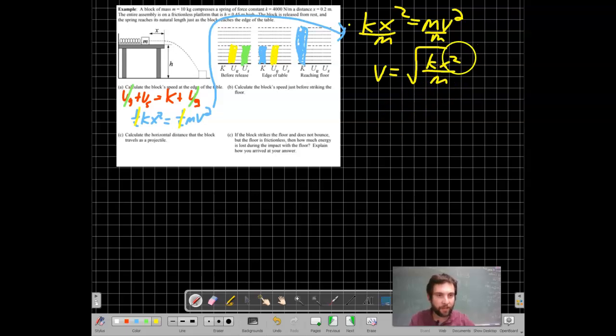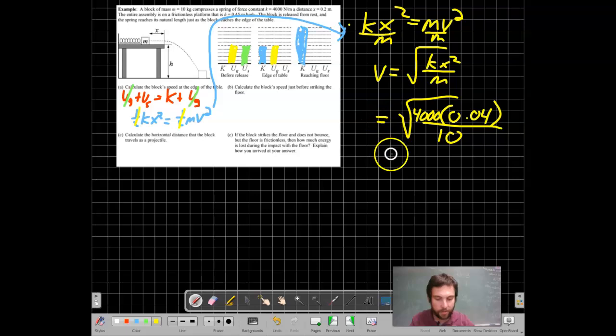However you want to handle that x squared under the radical is up to you. I'm going to just keep it and then plug in my numbers. I think that just helps me. So when I do that, I get k is 4,000 times my x squared, 0.2 squared, which is 0.04, divided by my mass, which is 10. And that gives me a velocity of 4 meters per second.